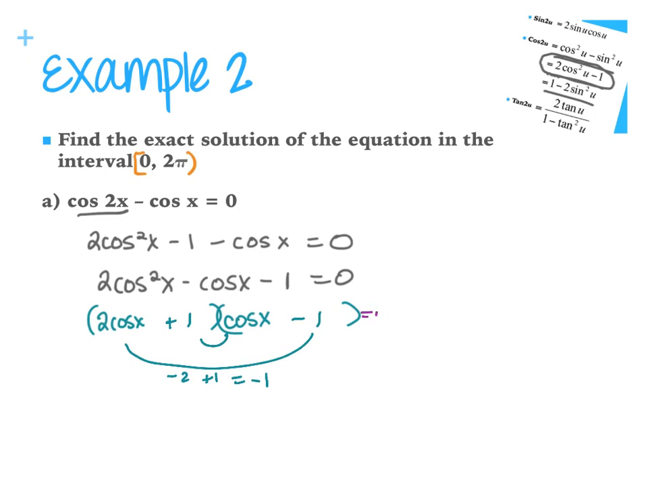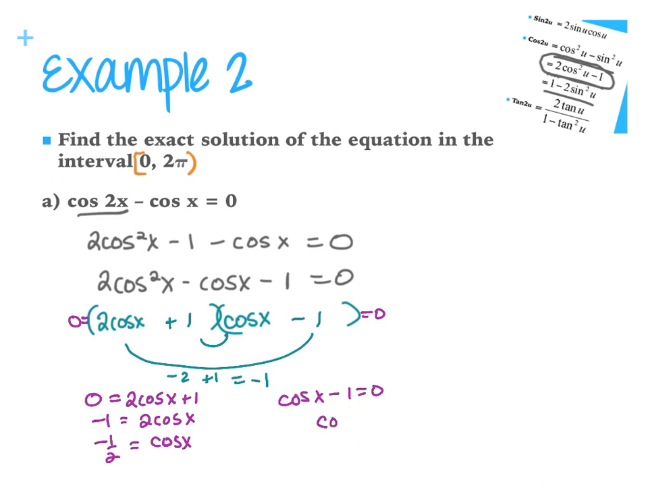Then you set them each equal to 0, and I get 2 cosine x plus 1 equals 0, and cosine x minus 1 equals 0. 2 cosine x would equal -1, and cosine x would equal negative 1/2. Cosine x here would equal 1. So now it gave me the interval this time. I want to use my standard unit circle.